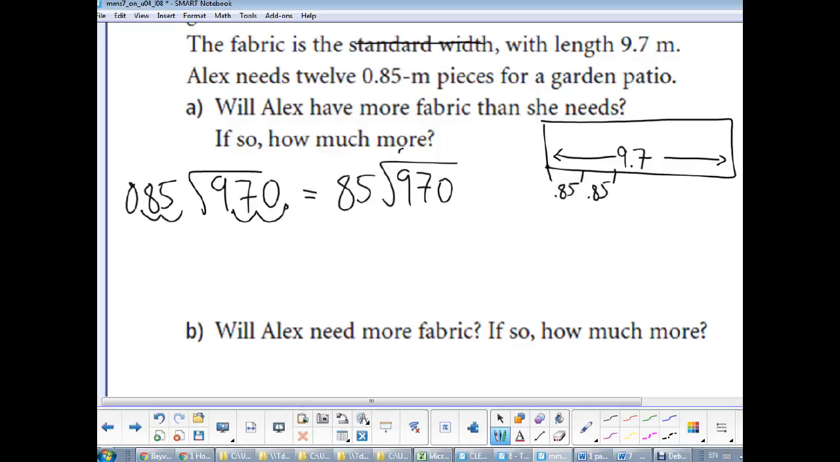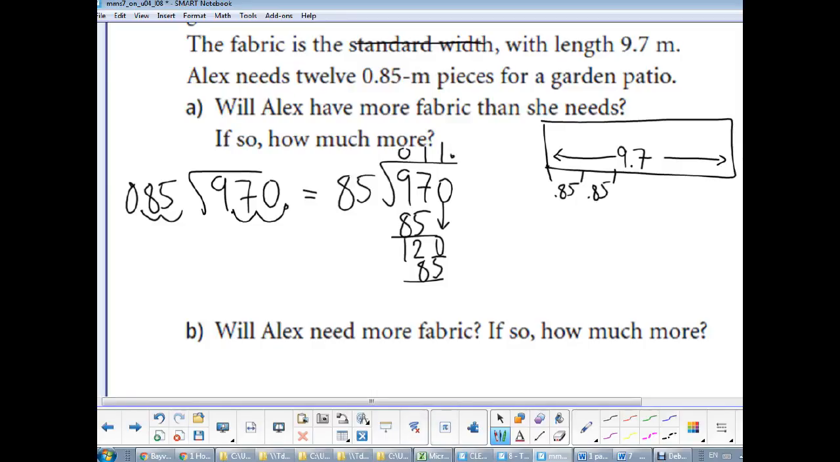85 goes into 9 0 times, goes into 97 one time. So there's 85. Subtract, we'll get 120. Bring down the 0. It goes into 120 one time as well. And there will be some decimal. We don't care at this point about the decimal. We needed to know how many pieces he's going to need.